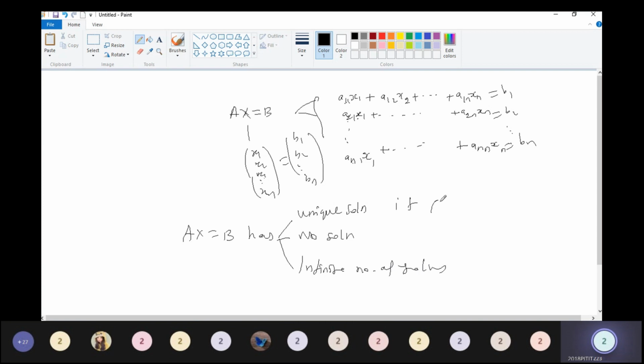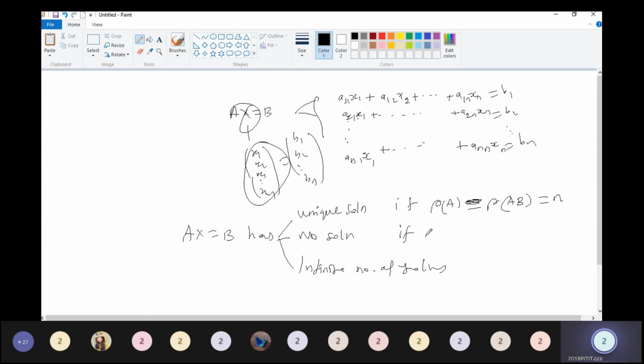If rank of A is equal to rank of the augmented matrix [A|B], which is also equal to n, that is the number of unknowns, then the system has a unique solution.